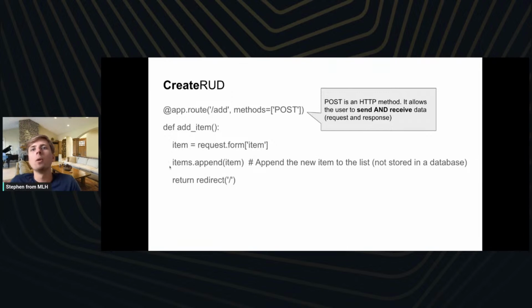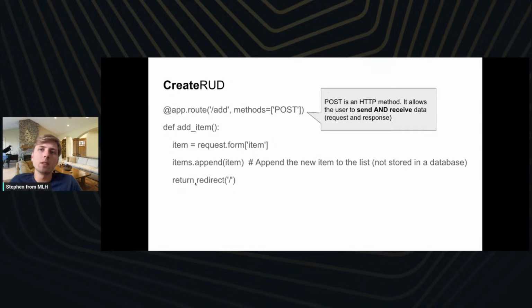And then we're going to write items.append(item). So items is going to be this global variable that we have in our file, and we will use that as our local storage for now. We're going to implement the database later, but for now we'll just use items as our local storage.